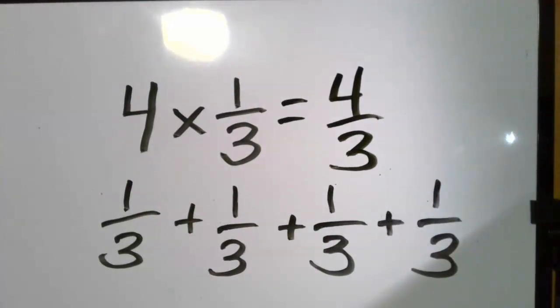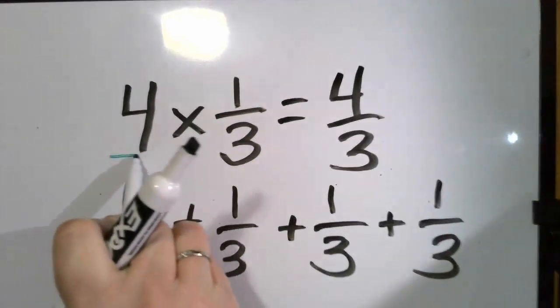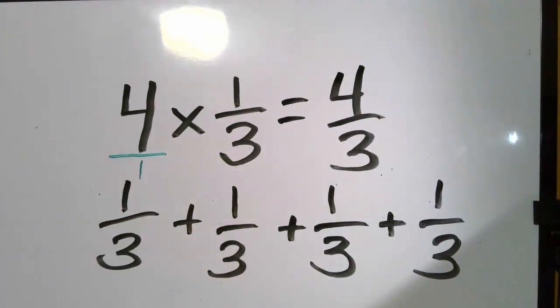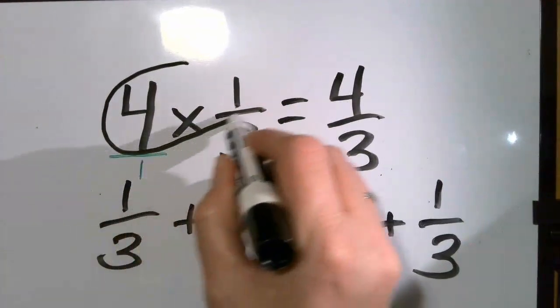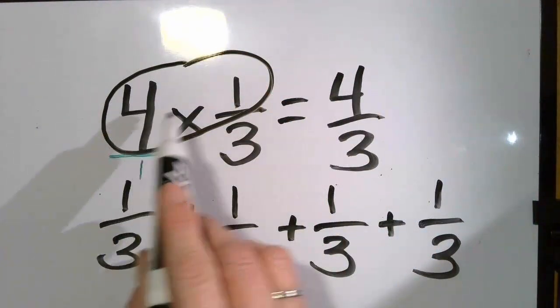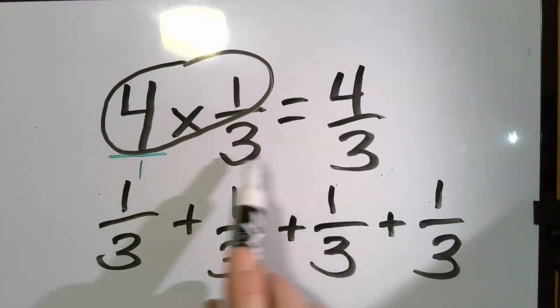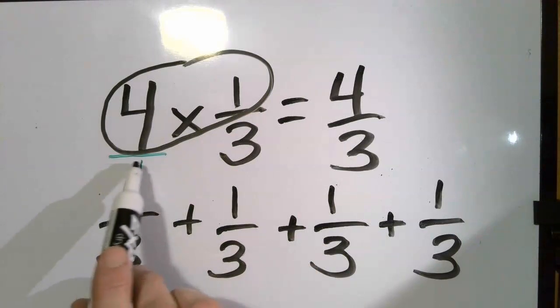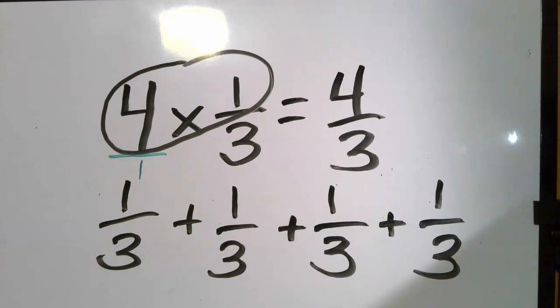A trick that I use when multiplying whole numbers by fractions is that since a whole number 4 is technically a fraction if you put a 1 under it, but you don't have to, you multiply your whole number times your numerator. 4 times 1 is 4. Keep your denominator the same, or like I said, it's just like multiplying 1 times 3 equals 3.